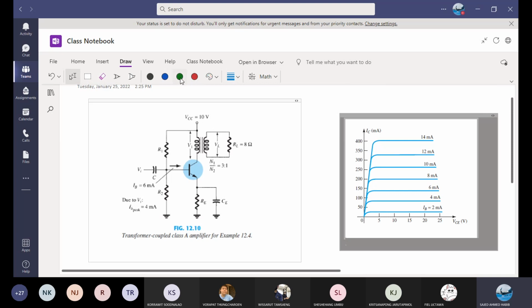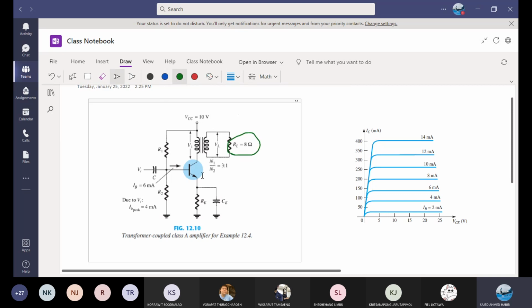Some information is given, so I'll highlight it. RL is 8 ohm. N1 over N2 equals 3:1, means A is 3. A equals 3. What about the impedance RL prime? RL prime, the impedance seen looking into the primary side. If you look back from the output side, you see RL, but if you look into the input side, this is the input impedance. It is given by A squared times RL. So RL prime is like this.